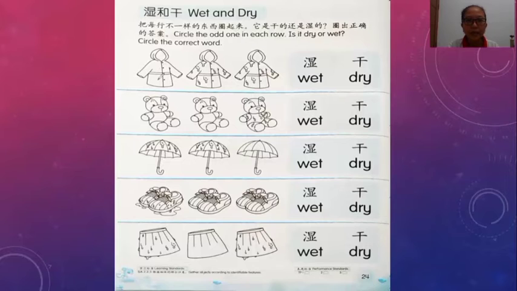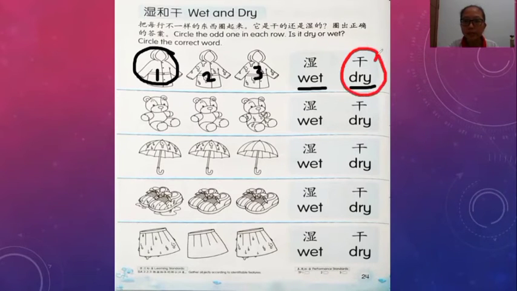Alright, I will write number 1, number 2, and number 3. That raincoat, which one is the odd one? Yang mana yang berbeda? Number 1, number 2, or number 3? Number 1, right? This number 1 we circle and look at that raincoat. Is it dry or wet? Okay, now over there have WET wet and DRY dry. That number 1 raincoat, wet or dry? Dry, so we will circle dry like this.